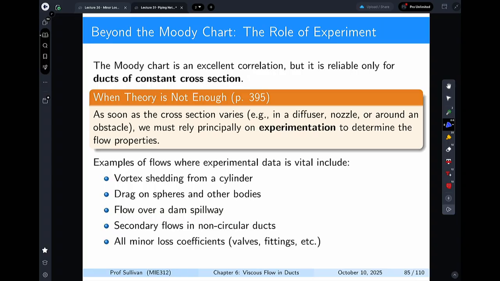So we're starting to touch on things that, for example, I do in my own lab. One of the things that really comes out is the Moody chart is an excellent correlation, but it's only reliable for ducts of constant cross-section. So if I start to vary the duct size a lot, then it's not going to be easy, or I need to do a lot of iterations to get the solution to work. As soon as the cross-section varies, at a diffuser, nozzle, or round an obstacle, we have to rely on experimentation.